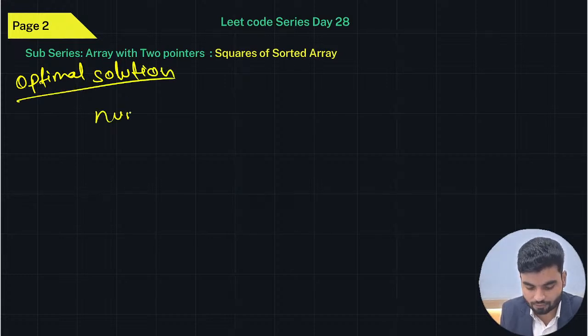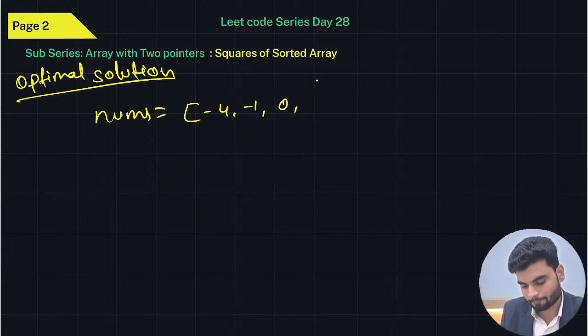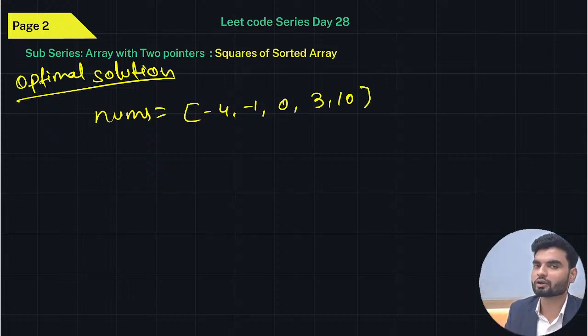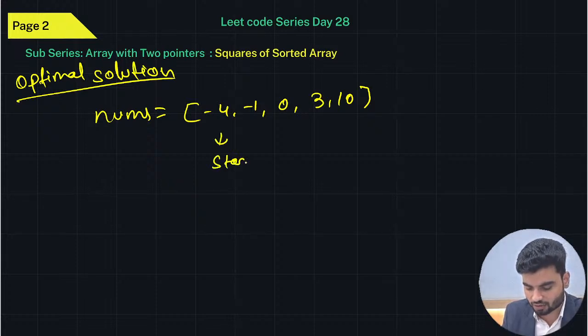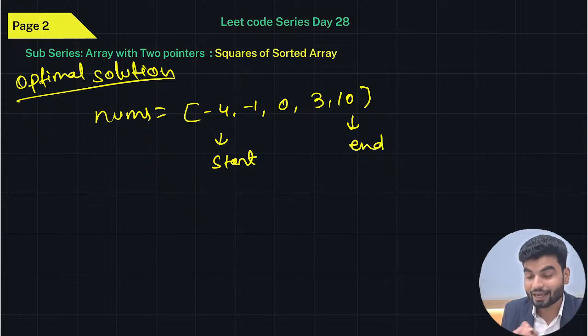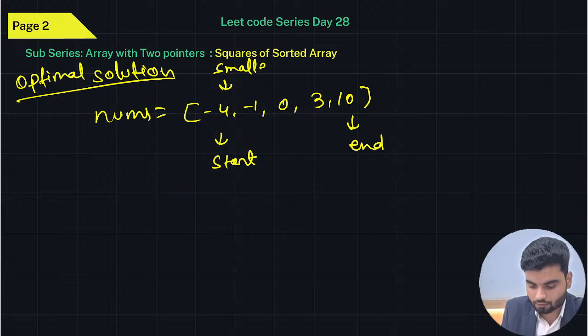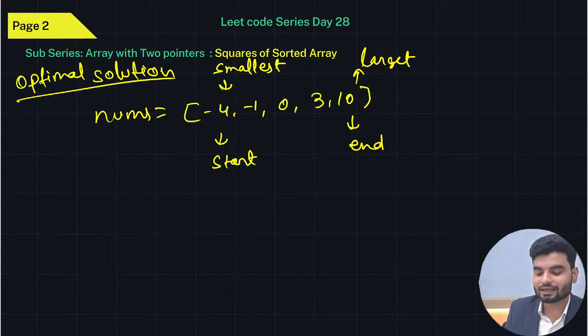If you have this particular nums, which you know is already sorted, minus 4, minus 1, then 3, and I guess 10 you had, right? So if I think about two pointers, I assume my start pointer is here and my end pointer is here. Since this array is sorted, this will be the smallest value and this will be the largest value. But because of the negative sign, what if we convert it into a positive? Will it be smaller or not? That we have to think about.